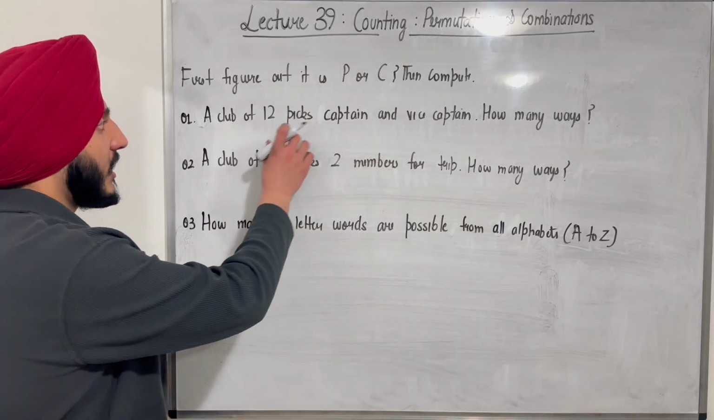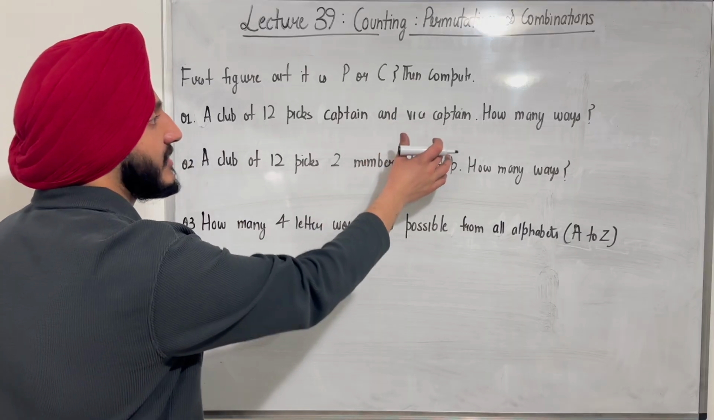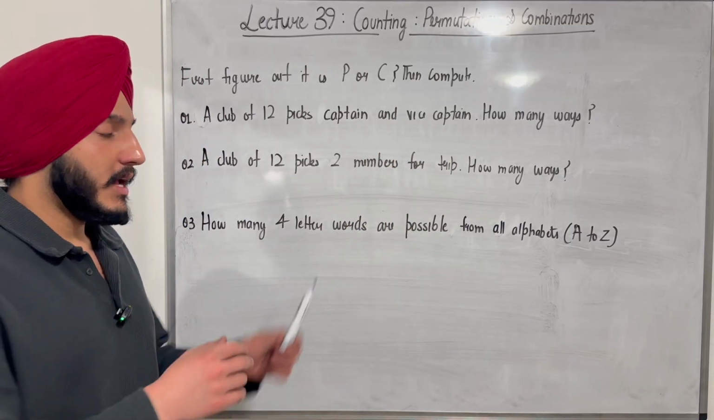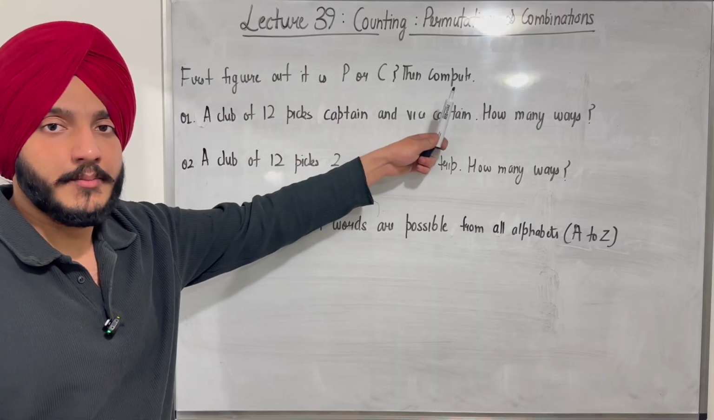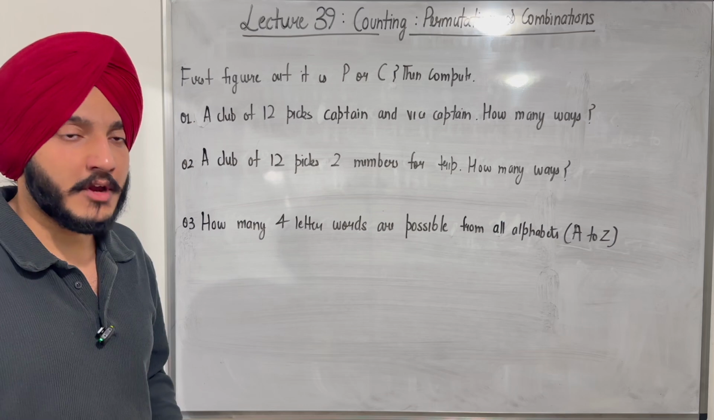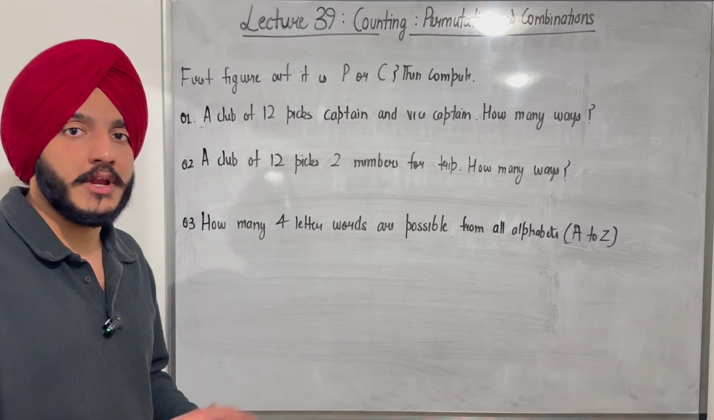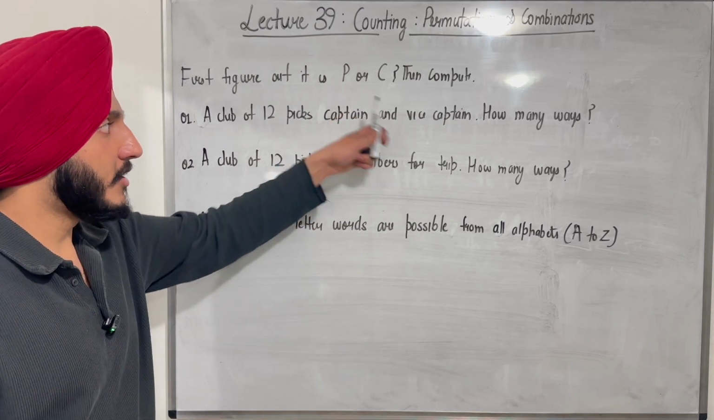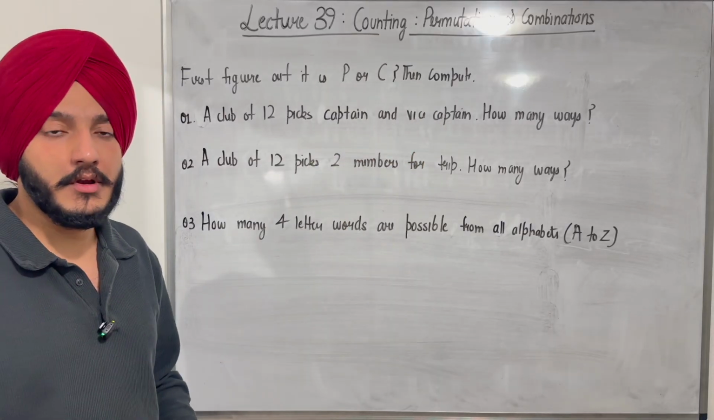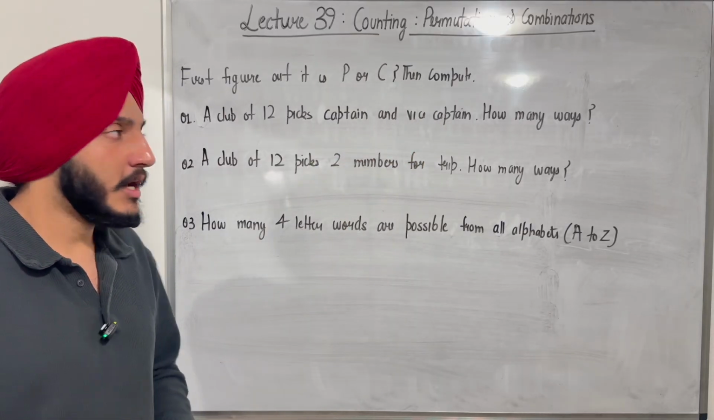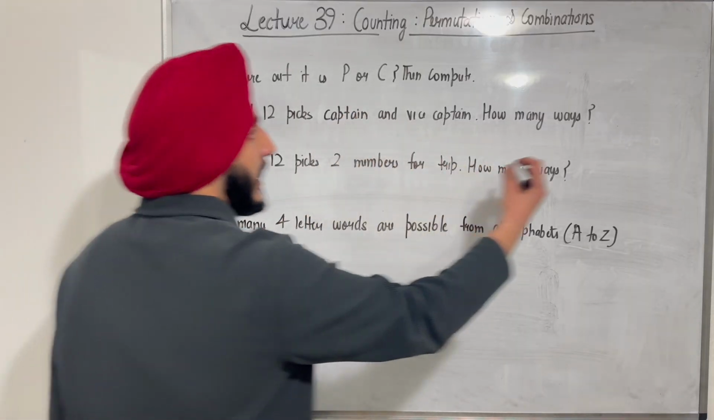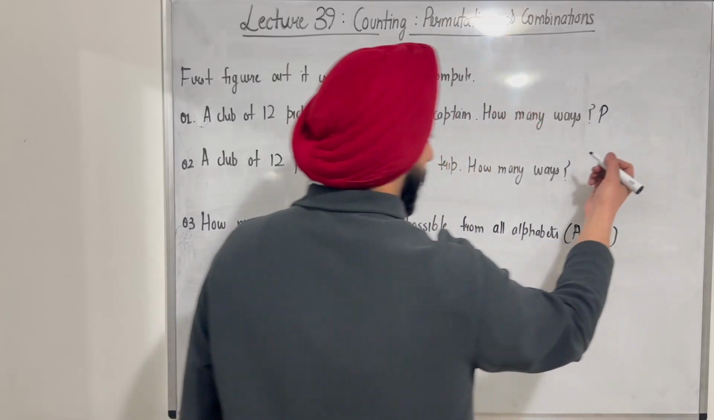So question 1, a club of 12 picks a captain and a vice captain. So how many ways are there? So think about this, right? Now, can you interchange a captain or a vice captain? And do you think the order would matter? And the answer would be yes, right? So let's say if I have John and Dave, if I make John the captain and Dave the vice captain, and if I change it, if I make Dave the captain and John the vice captain, these are two different things, right? So in this case, I know the order matters, and hence it is a permutation.